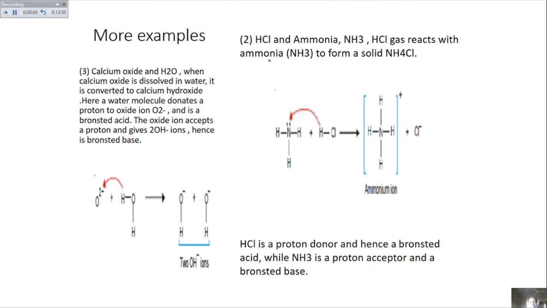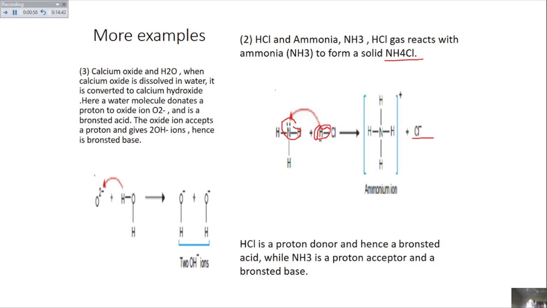More examples here, we have hydrogen chloride gas and ammonia. Now when you have HCl gas react with ammonia, it forms a solid, ammonium chloride. Now see what happens. This particular one releases hydrogen plus, that is the hydrogen plus that it has, to ammonia. And because the ammonia has the tendency to accept this particular proton, it forms ammonium ion. Why hydrogen chloride gas becomes Cl minus? Because it has already lost the hydrogen ion that joined with the ammonia.